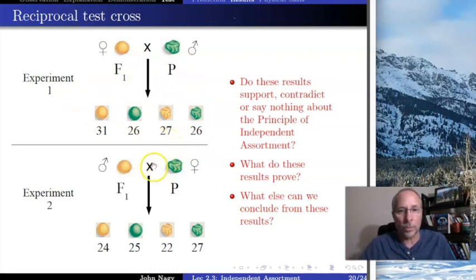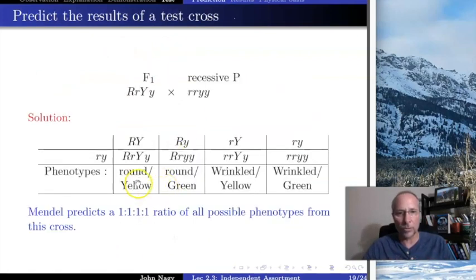Now, in the other experiment where he switched the genders of the two different parents, he got 24 round yellow in the offspring, 25 round green, 22 wrinkled yellow, and 27 wrinkled green. Okay, think about this. Do these results here support, contradict, or say nothing about Mendel's predictions from his principle of independent assortment? Okay, well, from this bit that we saw before, we're expecting equal numbers, but are we expecting exactly equal numbers?